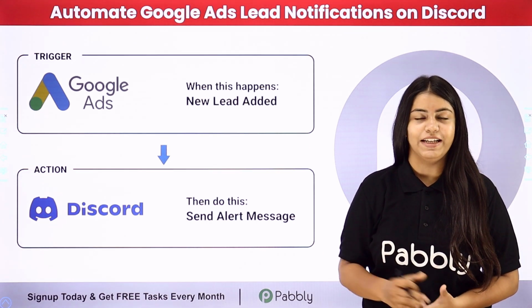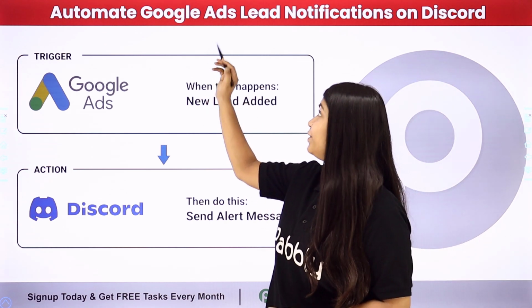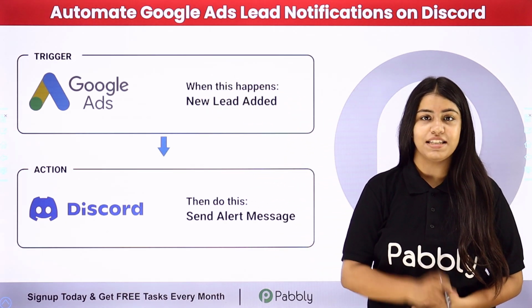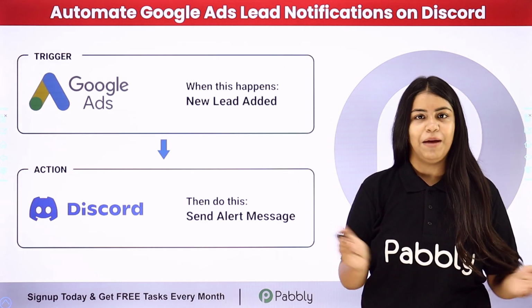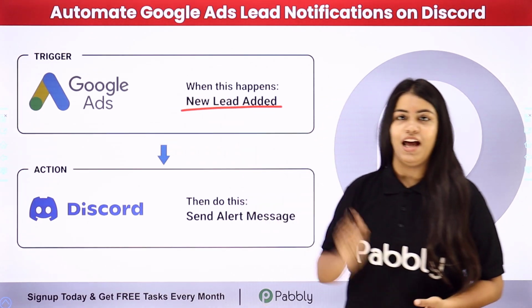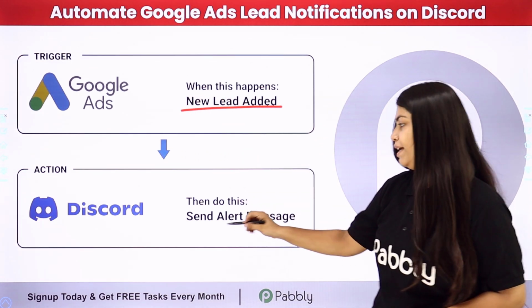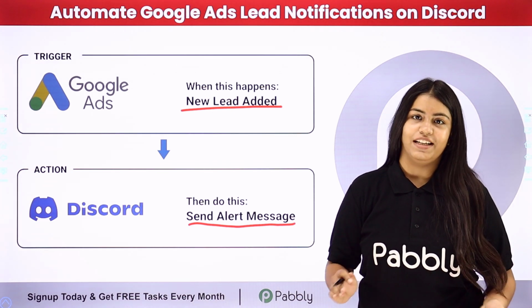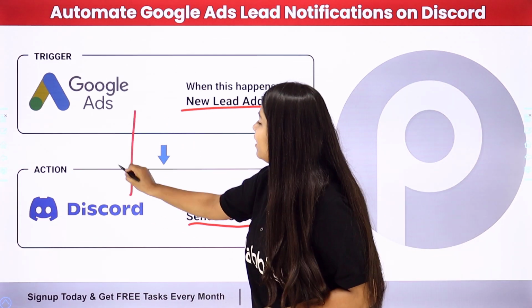The title of our today's video is How to Automate Google Ads Lead Notifications on Discord. So I'm running a business and I'm using Google Ads to promote my business. And I wish that as soon as a new lead is added in my Google Ads, automatically an alert message should be sent to my Discord channel too. For this, we are going to create a connection between Google Ads and Discord.